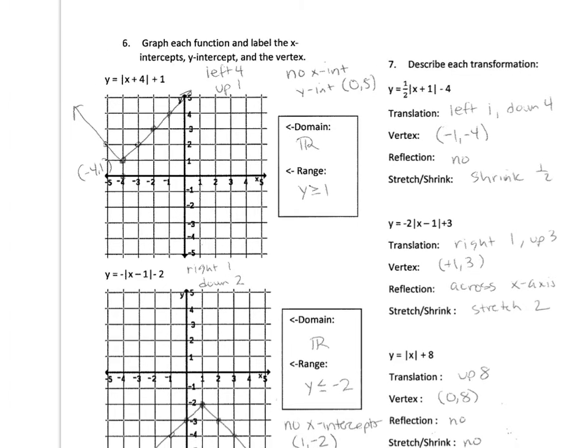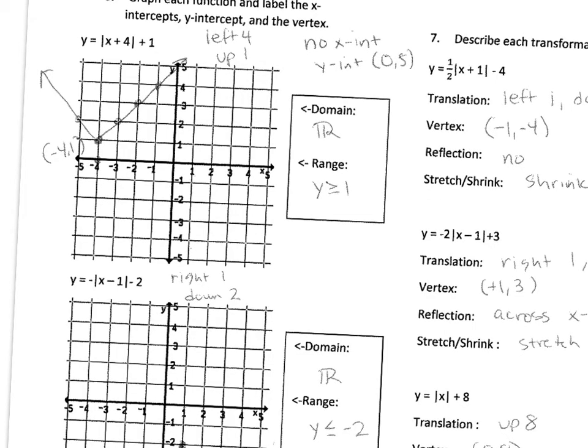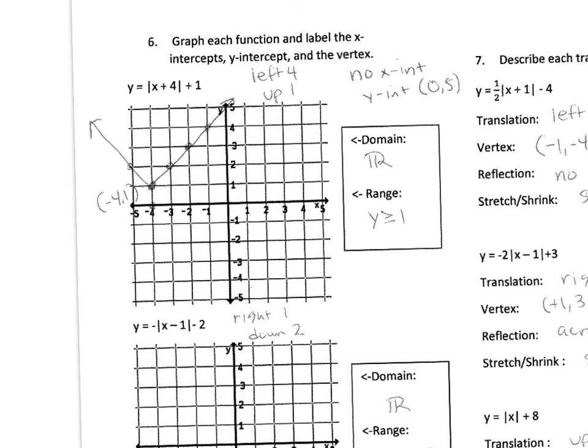Okay, so number 6, we're doing more of this. Graph each function and label the x-intercepts, the y-intercept, and the vertex. So what I did for this is I started at the vertex, which was -4, 1, and I made a dot. Then my slope was the number in front of here, which was 1, so I went up 1, right 1, up 1, right 1, or up 1, left 1, up 1, left 1.